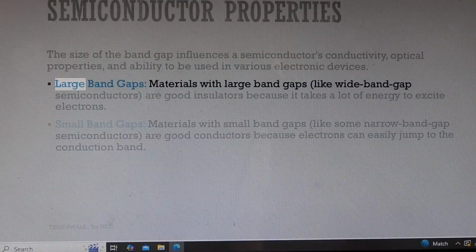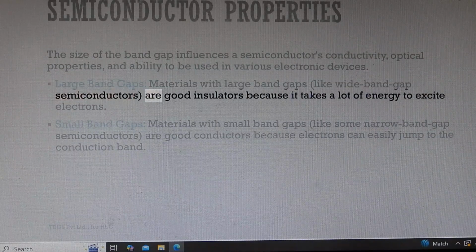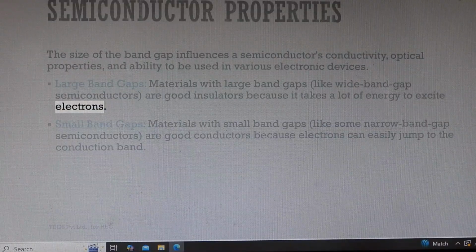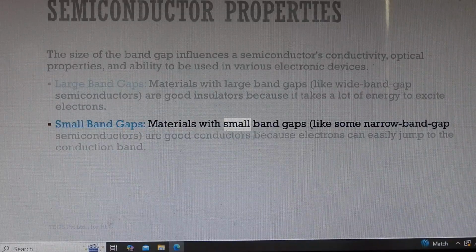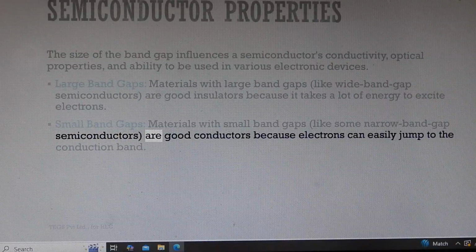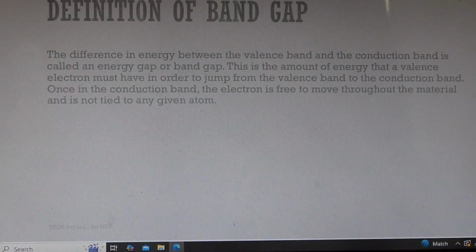Large band gaps: materials with large band gaps, like wide bandgap semiconductors, are good insulators because it takes a lot of energy to excite electrons. Small band gaps: materials with small band gaps, like some narrow bandgap semiconductors, are good conductors because electrons can easily jump to the conduction band.